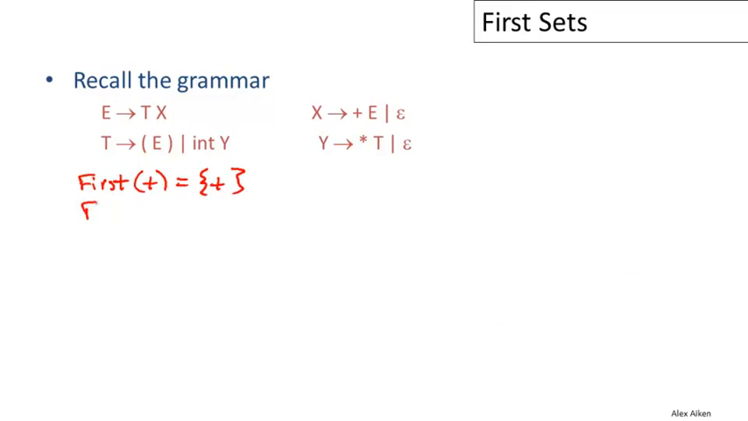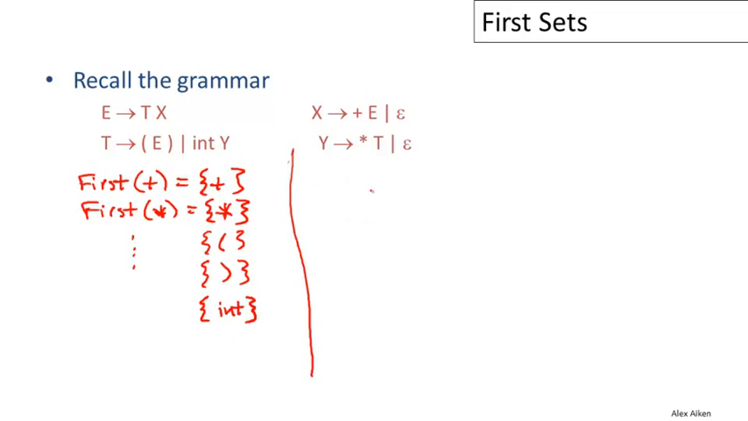The first of plus is plus. The first of times is just times. The first set of every terminal is just the set containing that terminal, and so on for the others. And this is not worth writing out. So the first of open paren will be just open paren. The first of closed paren will be just closed paren. And I think that is all. No, we have to do int as well. All right. So these are the first sets for the terminal symbols.